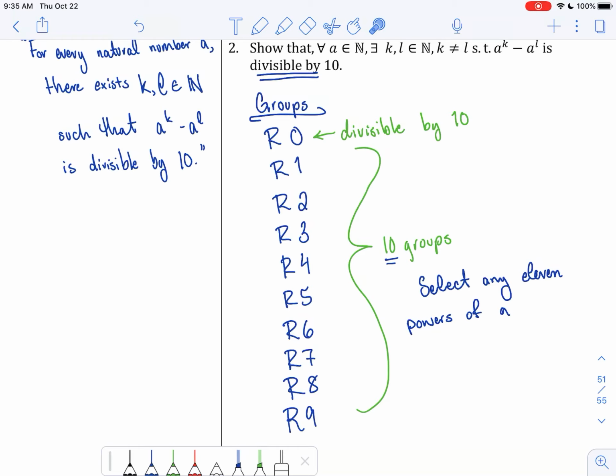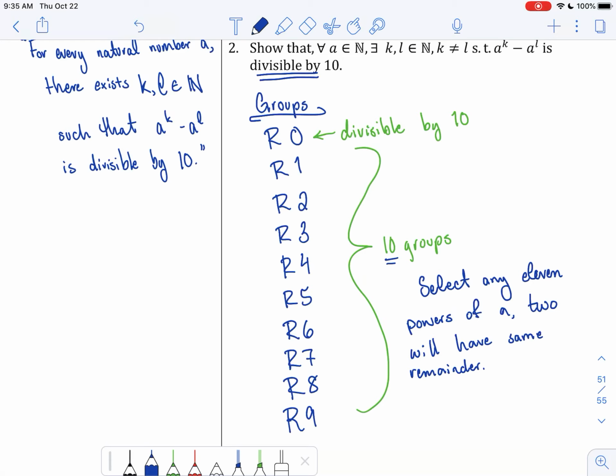If you pick any 11 numbers, powers of A, 2 of them will have the same remainder. And this is because of the pigeonhole principle, right? If we pick any 10, they could all have different remainders, and that would be absolutely possible. But if we pick the 11th, it has to have a buddy.